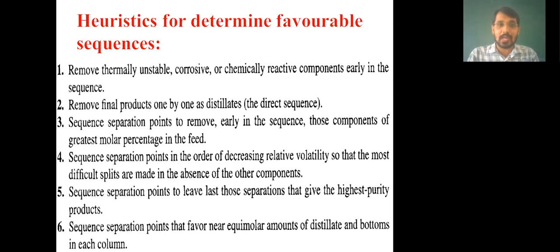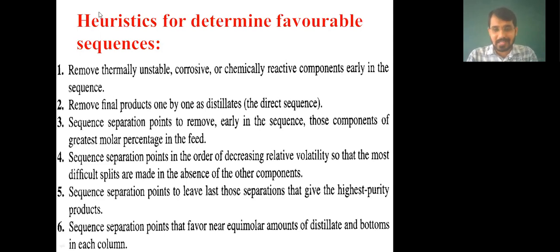In the next lecture, I will explain these points again using an example with some distillation columns, showing how to arrange those distillation columns. We will see these rules again with one example of component mixtures. This topic is very important for your exam. Heuristics for determining favorable sequences can be asked, and is always asked, for 7 marks.